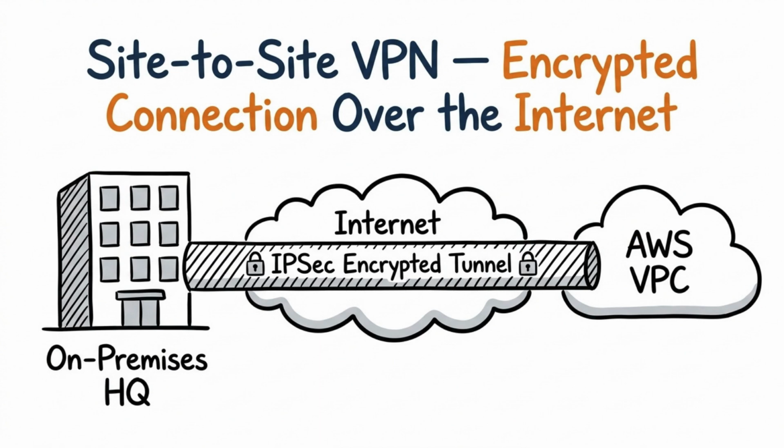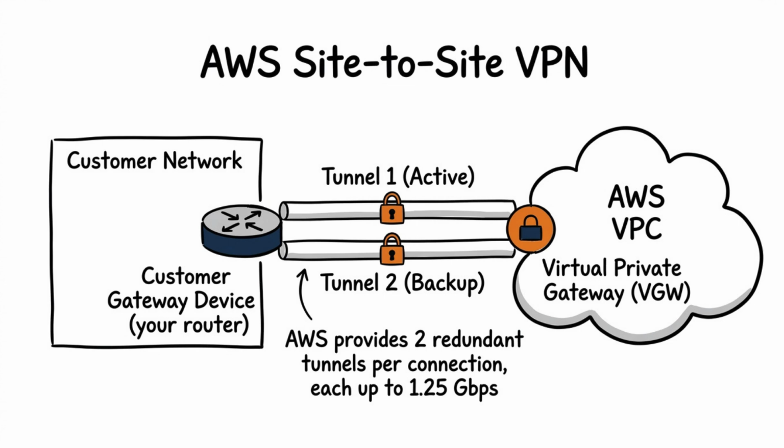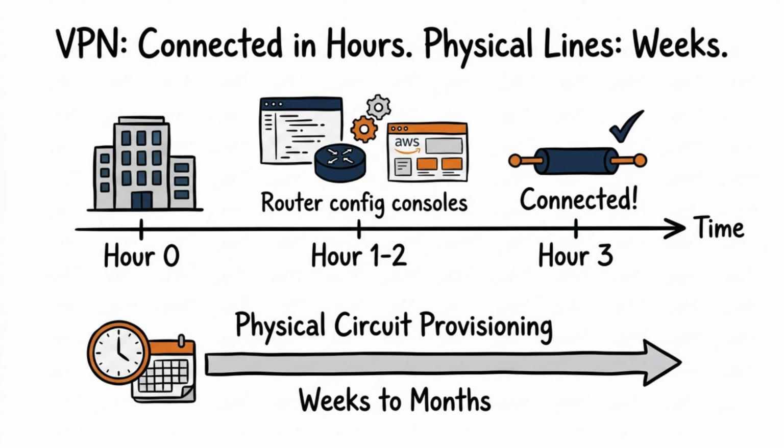The quickest way to connect your on-premises network to AWS is through Site-to-Site VPN. It creates an encrypted IPsec tunnel over the public internet between your on-premises network and your AWS VPC. On the AWS side, you attach a virtual private gateway to your VPC. On your end, you configure your customer gateway device, which could be a physical router or a software appliance. AWS provides 2 redundant tunnels for each VPN connection, each supporting up to 1.25 gigabits per second of throughput. It's fast to set up, typically within hours, and relatively affordable.